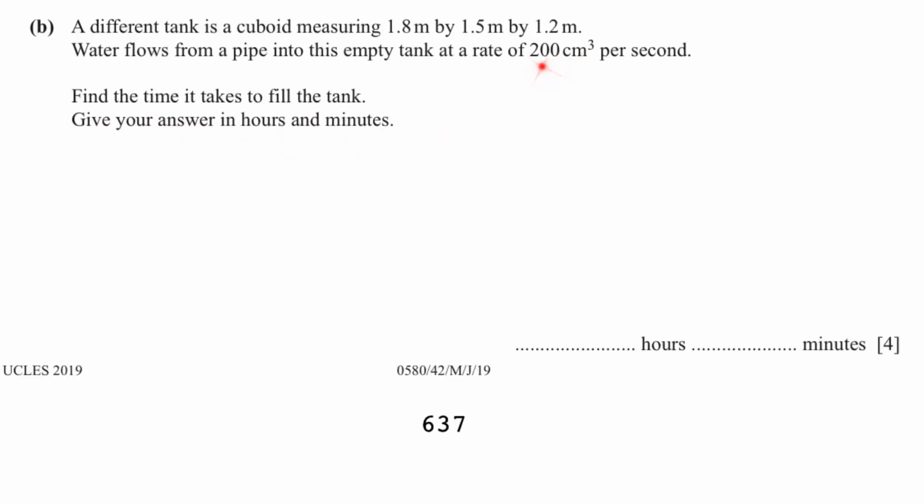First, you can see that this is 200 cubic centimeter and the dimensions given to us are in meters. So change it to centimeter. To do that, we'll multiply by 100. So 1.8 multiplied by 100 will give us 180, and 1.5 will give us 150. 1.2 multiplied by 100, 120. This is our volume. And this will give us 3,240,000 cubic centimeter.